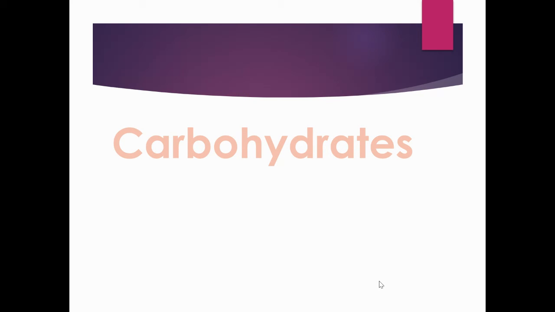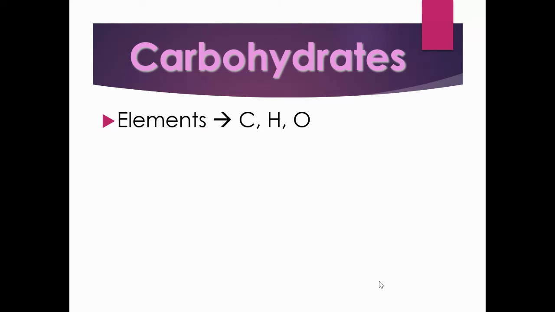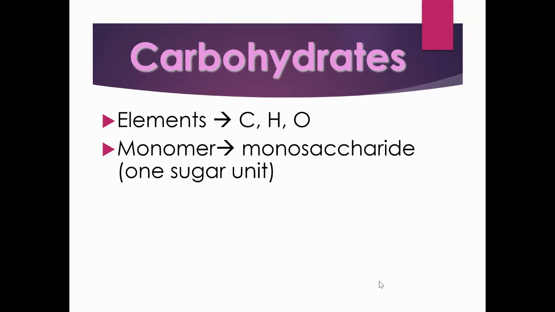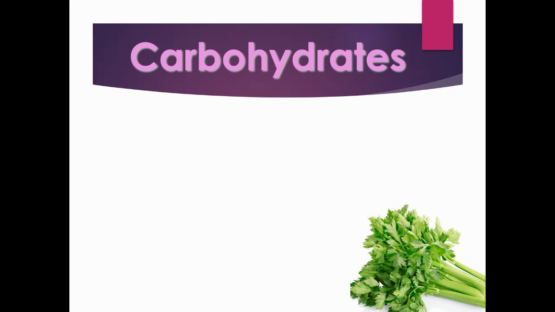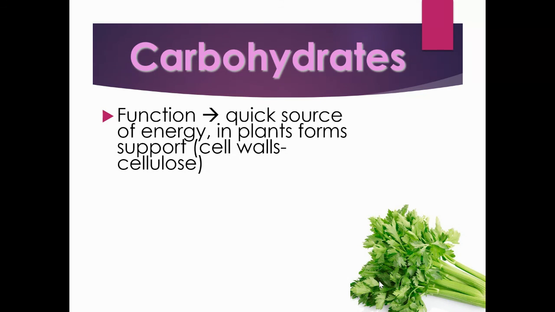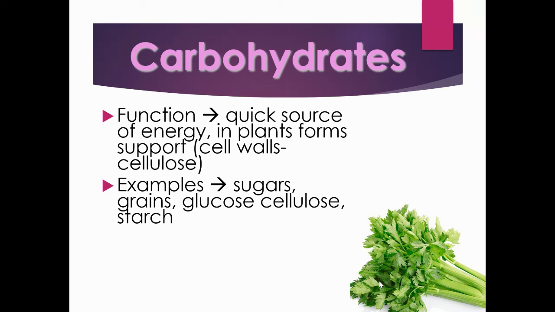Our next macromolecule is carbohydrates. These are also made up of the elements CHO. The monomer is called a monosaccharide. Mono means one sugar, and an example is glucose, just one glucose. Carbohydrates function as a quick source of energy. In plants, they form support like cell walls. Examples are sugar, grains, glucose, cellulose, and starch.